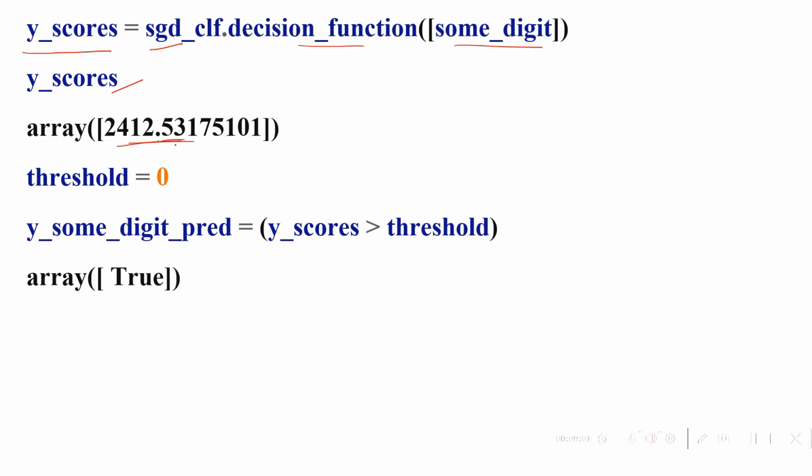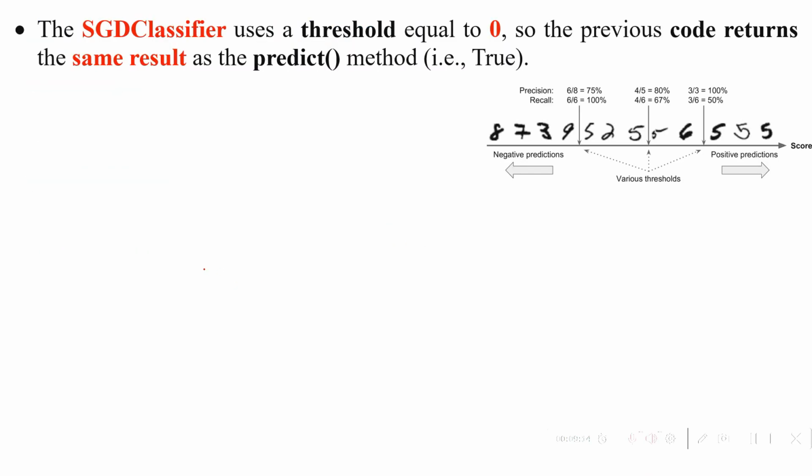That is 2412.53. Your score value. Here the threshold equals 0. y_some_digit_pred equals y_scores greater than or equal to threshold. Yes, that is True. So the stochastic gradient classifier uses a threshold value equal to 0, so the decision score returns the same result as the predict method.